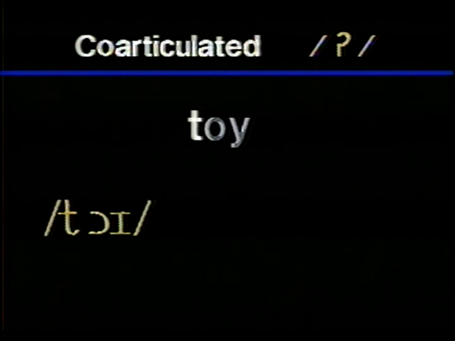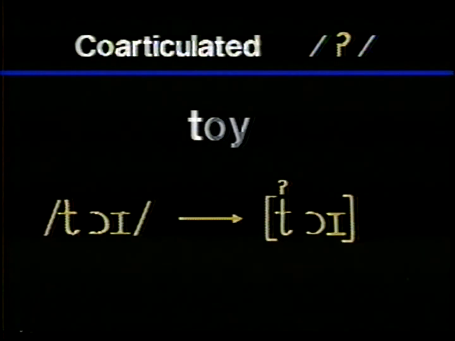For example, the normal production of toy becomes toy. Listen to this a few more times.